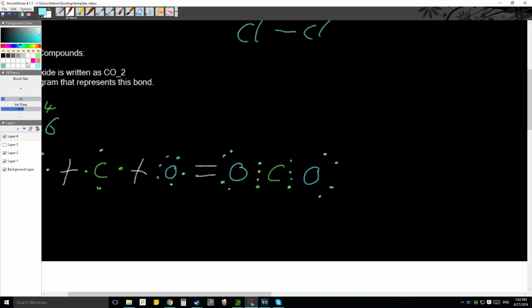We will write it as oxygen, and there's a double bond here, so equals, or the 2 lines to indicate that there's 2 bonds, carbon, and then because there's another oxygen attached on it, we will do another oxygen, and that's a molecular compound dot diagram.